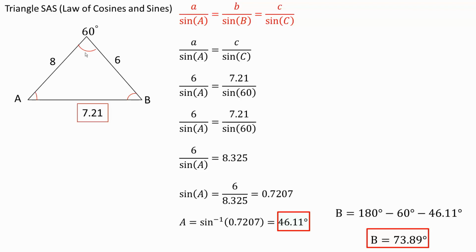And for a sanity check, that is less than 60 degrees. Finally, to get angle B, we do 180 minus 60 minus 46.11, and angle B would be 73.89. And that's pretty much it for this video.